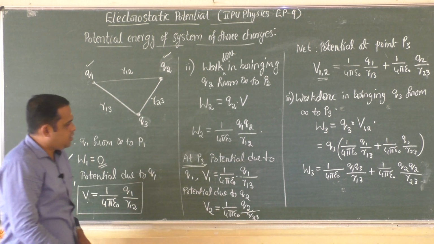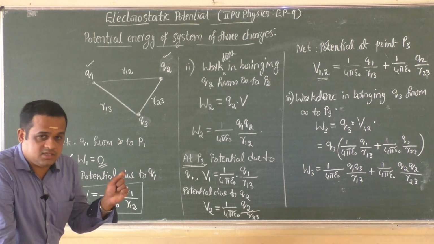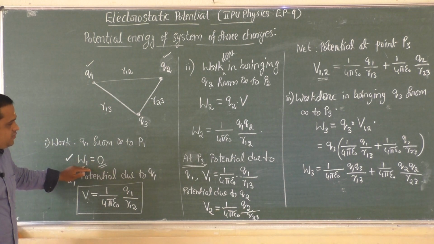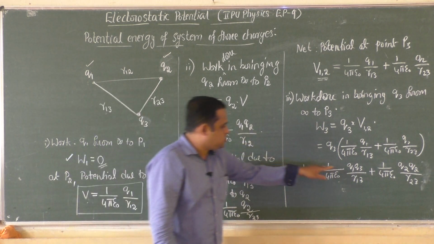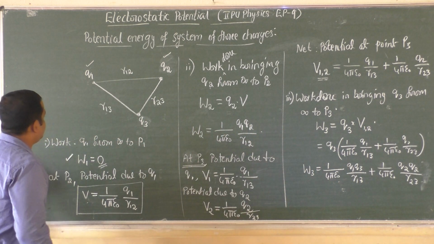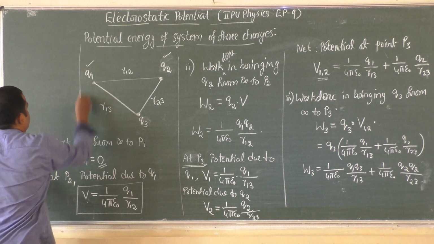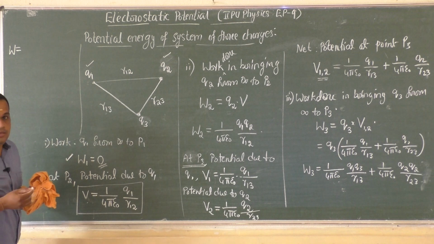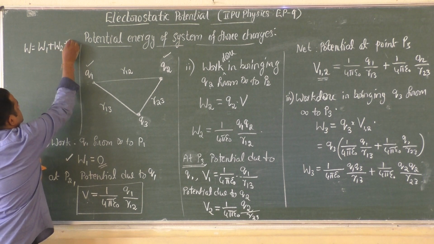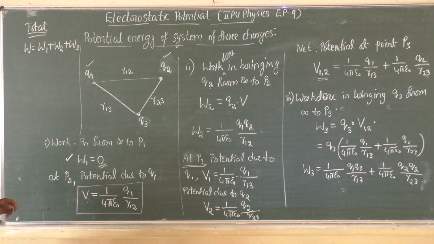Therefore, the definition of potential energy of a system of charges says that the work done in assembling the charges at their locations itself represents potential energy. So to bring Q1, W1 is the amount of work done. To bring Q2, W2 is the amount of work done. To bring Q3 from infinity to that point, W3 is the amount of work done. Therefore, the total amount of work done in placing the three charges at their locations, W is equal to W1 plus W2 plus W3. This is the net work done in placing those three charges.